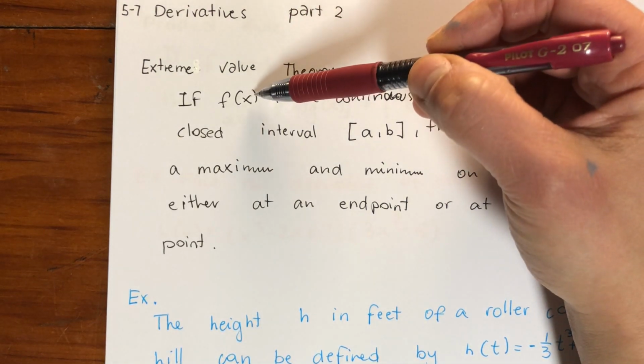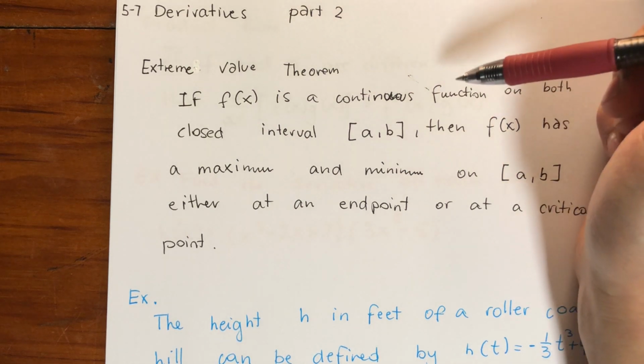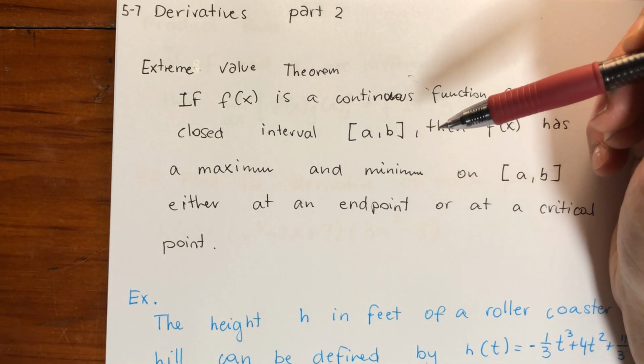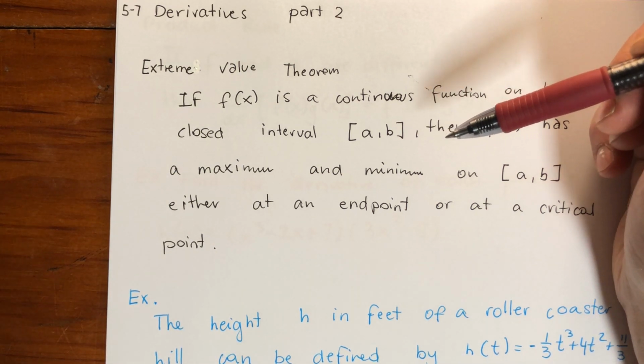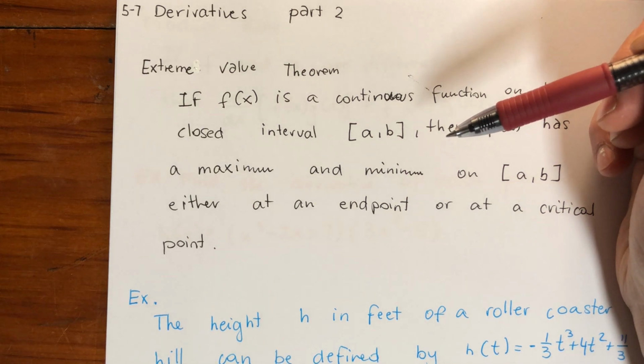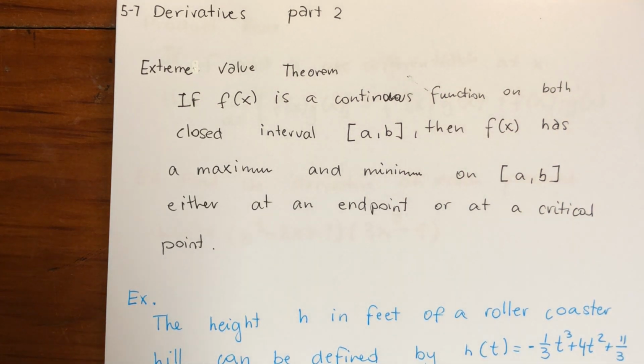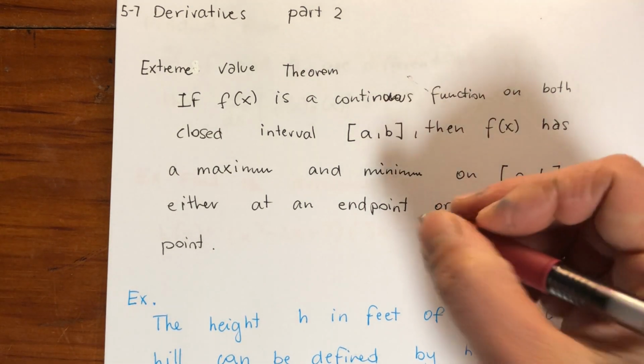If you know that your given function f of x is a continuous function on the closed interval a and b, then f of x has a maximum and minimum on that interval, either at the endpoints or at its critical points. And we will learn in a second how to find the critical points.